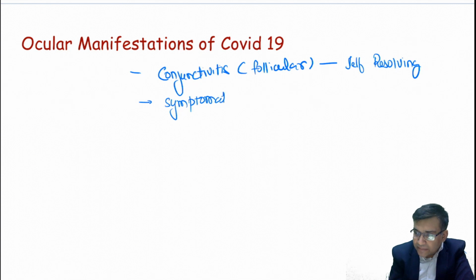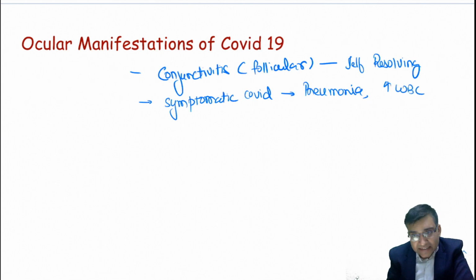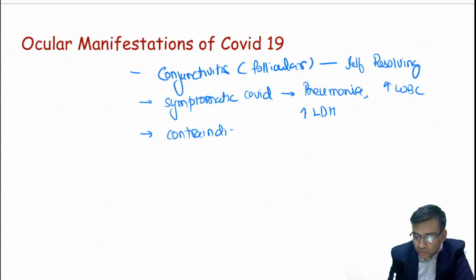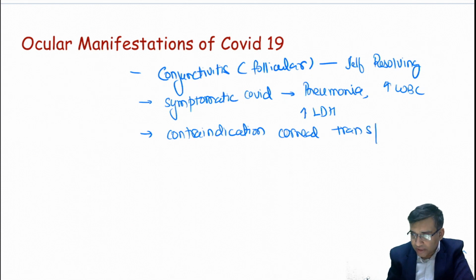Okay, so let's say patients who are having pneumonia, or those patients who are having increased WBC count, or basically increased LDH or prolactin. In those cases, we see conjunctivitis more commonly. Now, remember, COVID-19 is basically a contraindication for doing a corneal transplant. Okay, so this is an important point. We have so many mortalities in COVID-19, but from these patients you cannot donate the cornea.